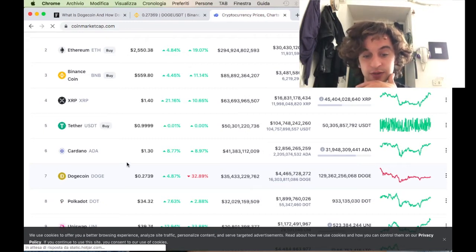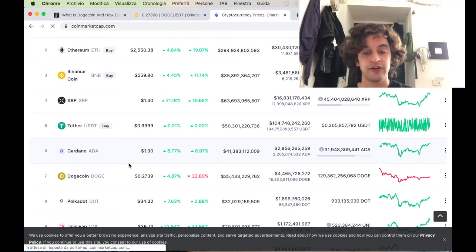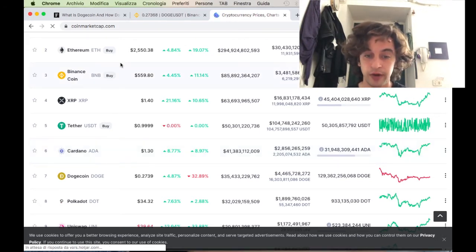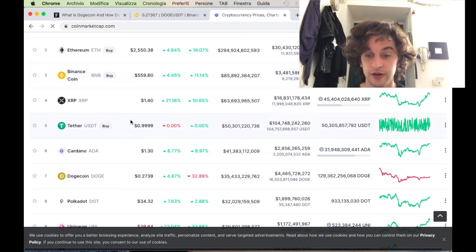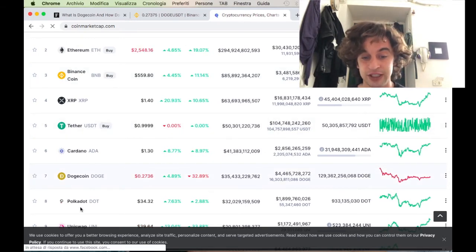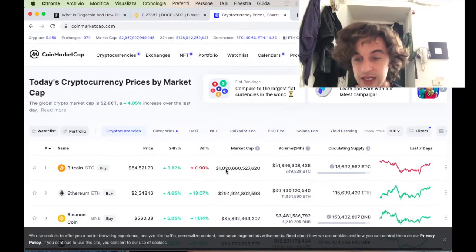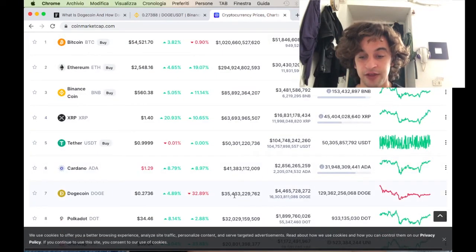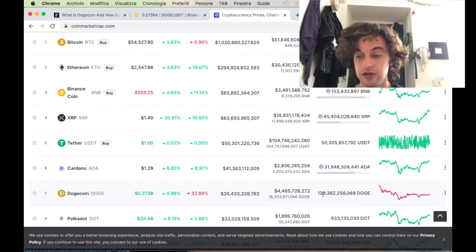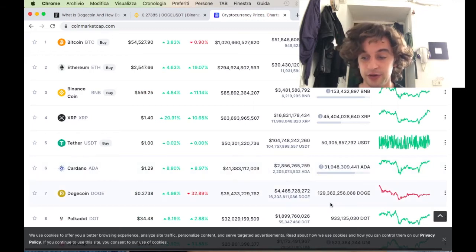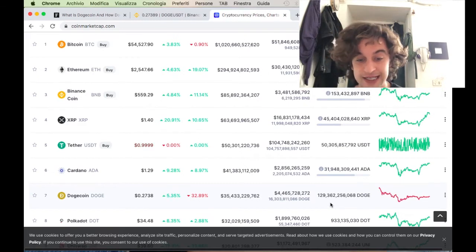Dogecoin is number 7, as we can see, just below Cardano, which is another amazing cryptocurrency that we will be looking into in another video. XRP, Ripple, Binance coin doing very well recently, third in the world. Dogecoin is number 7, surpassing Polkadot, another very good project that we can look into if you guys do want to see those videos. Dogecoin has a market cap of $35 billion, as we can see, and a circulation supply that is very, very high compared to the others, 129.3 billion coins of Dogecoin. So it's a lot of money.